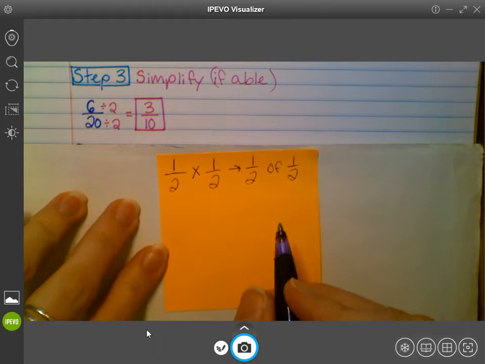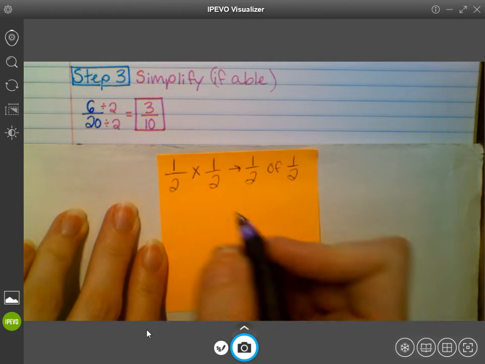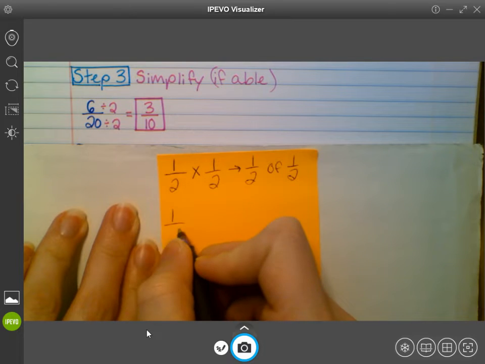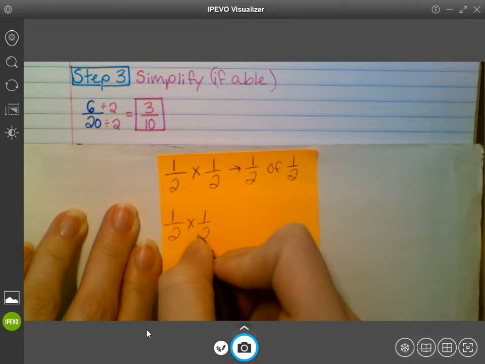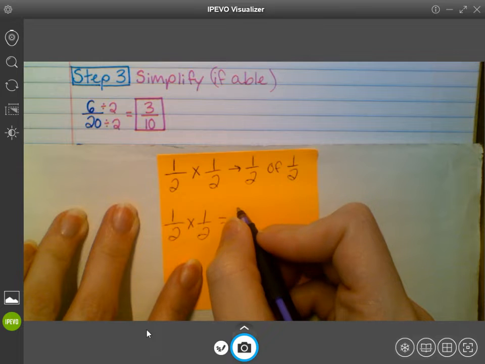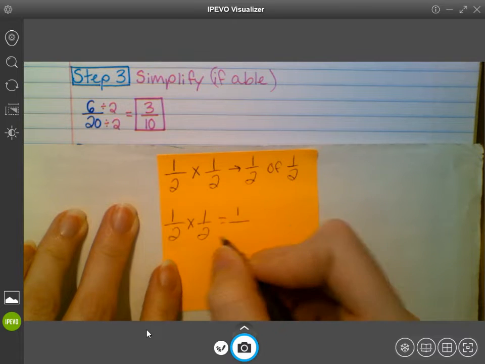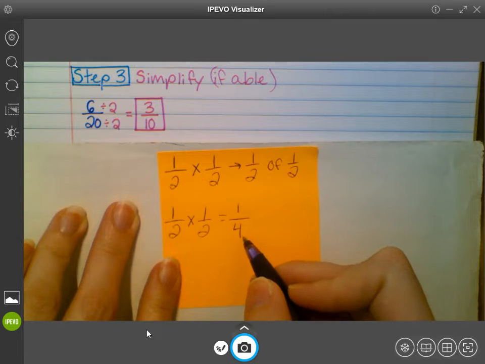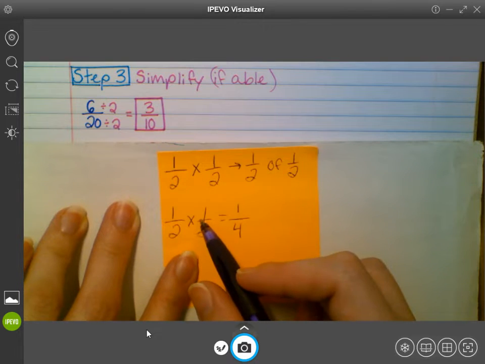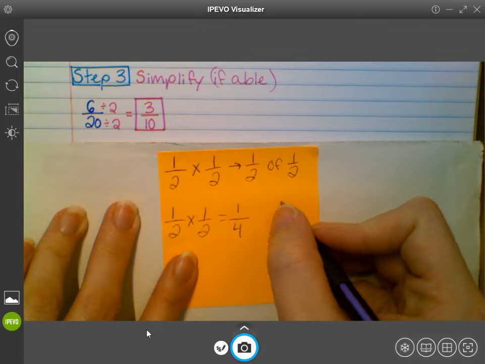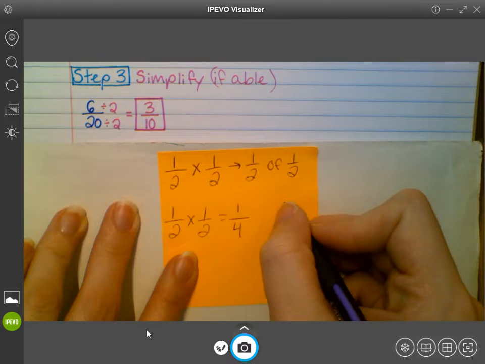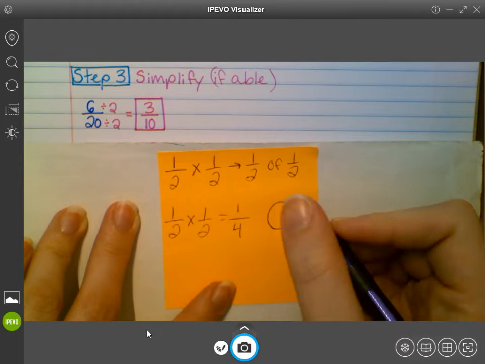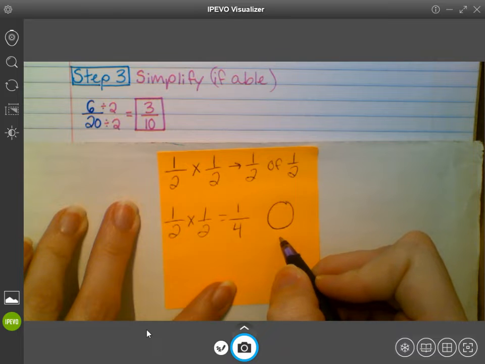Not really. Because if we're looking at this, let me do the problem. 1/2 times 1/2. Well, 1 times 1 is 1. 2 times 2 is 4. And if we look at that, you might be thinking, well, why did we get a smaller number? We're multiplying.